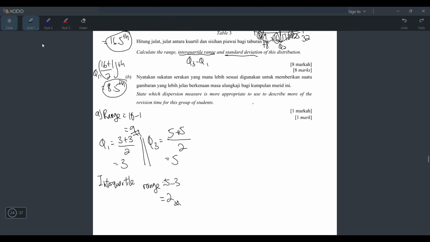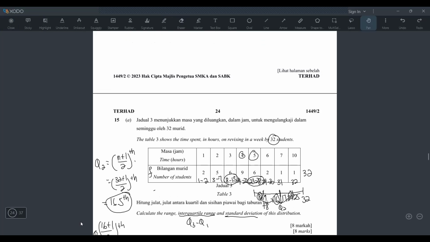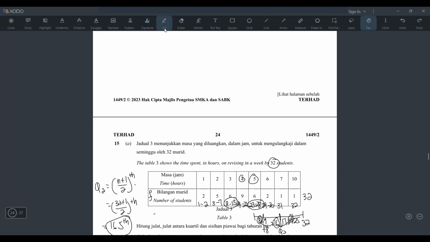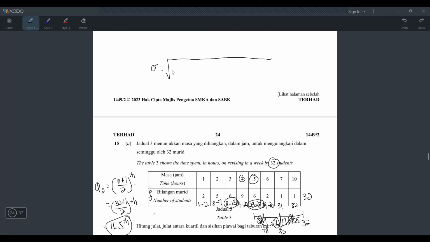Standard deviation. Okay, standard deviation has a formula. So what is the formula for standard deviation? Standard deviation has a square root. Square root, and then the formula will be a fraction, minus, bracket, square. What you have to write here? Sigma means sum. Sum of what? X square divided by n, and then minus mean square. Yeah, that's the formula, right?